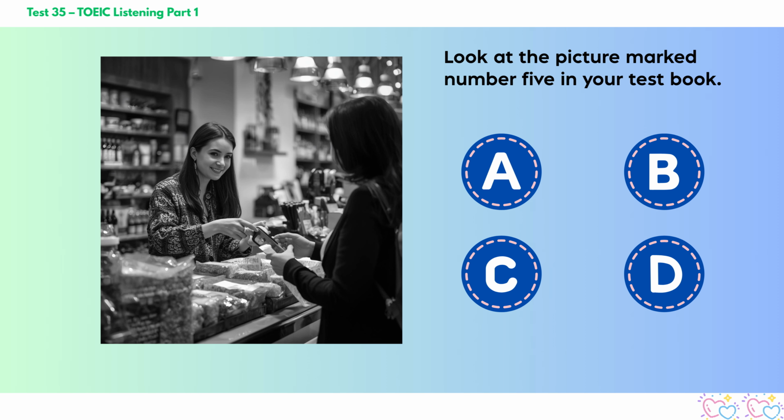Look at the picture marked number 5 in your test book. A. The woman is receiving her package at the counter. B. The clerk is checking the system. C. Other customers are waiting. D. The counter is being cleaned.